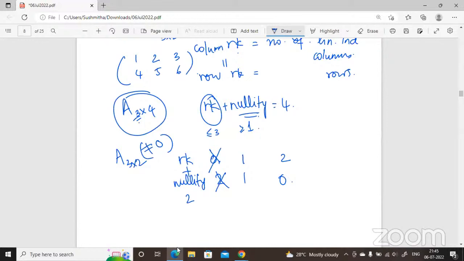Can you explain to me? 0 plus what will give me 2? 2. 1 plus what will give me 2? 1. 2 plus what will give me 2? 0. Okay, ma'am. Got it. So the minimum rank is this. Rank should always be minimum. Okay. Then with the maximum rank, the nullity has to be 1.